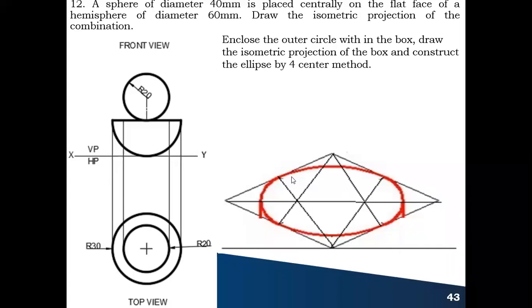Now you know how to draw the ellipse within this box. The four center method, you know. So how to do this? From this corner you draw a line exactly to the midpoint of this side, and from here you draw a line to exactly the midpoint of this end.